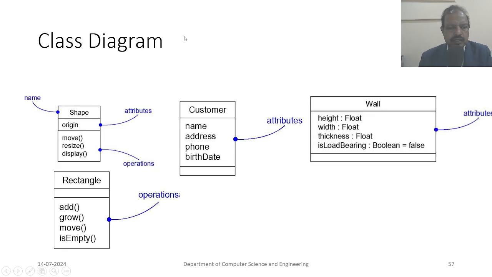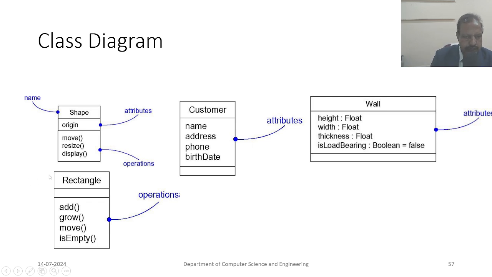A class is represented by a rectangle, and it has three compartments. The top one is the name of the class. Suppose the name is Shape. The name starts with a capital letter. The middle compartment is a collection of attributes. Origin is one of the attributes. Similarly, the bottom compartment carries a number of operations like move(), resize(), display().